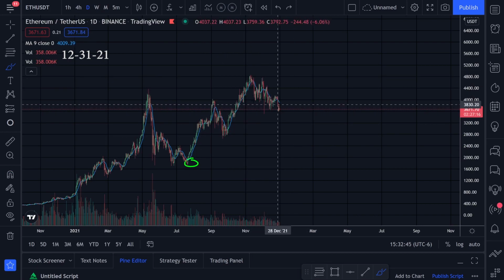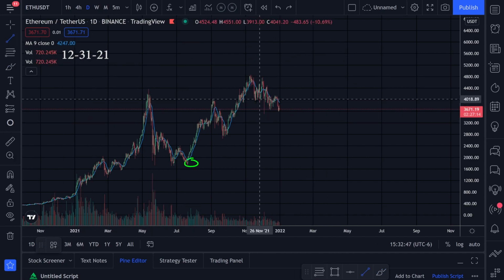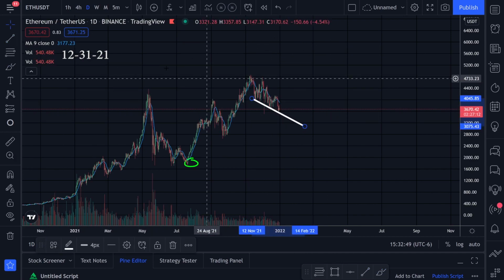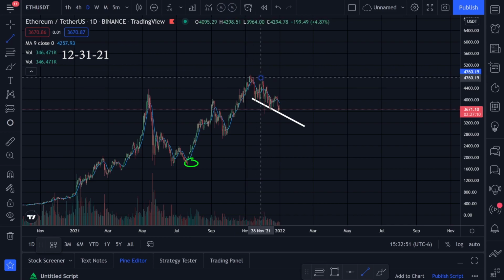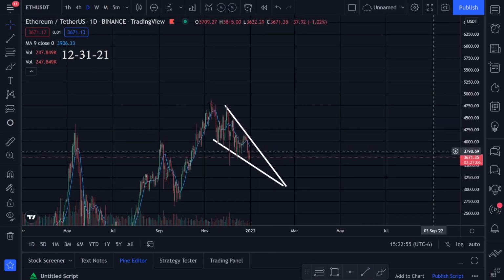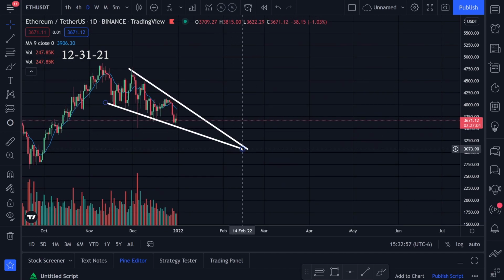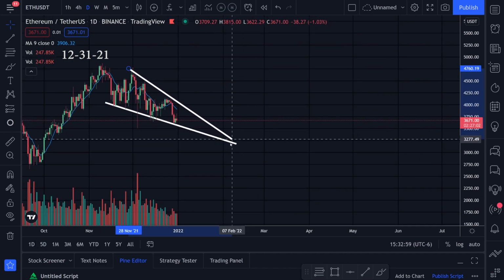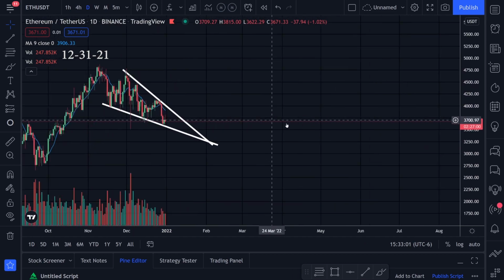I think hopefully we can keep this support line right here, maybe fulfill this falling wedge pattern that it looks like it's setting up. I don't know. Let me know what you guys think. Do you think it looks like a falling wedge and we can hold support and break up? Let me know in the comments.